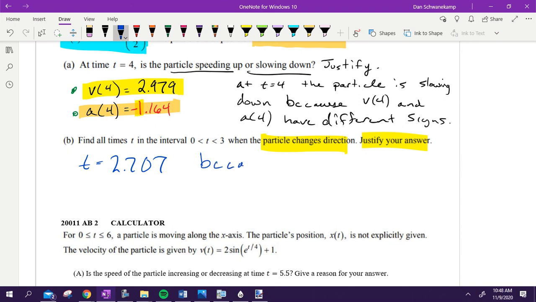Because what do you think my justification is? Because what? Velocity changes signs. They gave me velocity, so my justification is in terms of velocity. Velocity changes signs. That's how I know I change directions. Say again? This is motion, yes. Questions here?